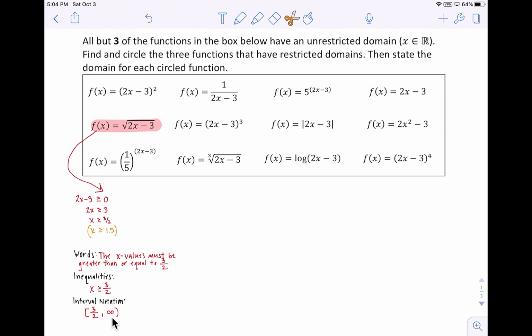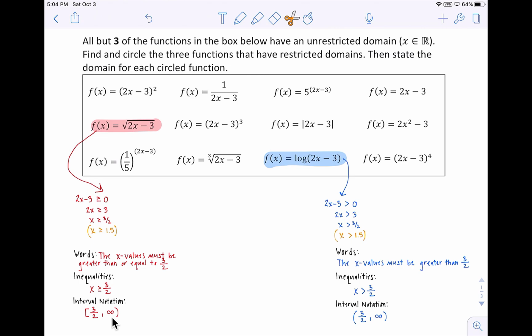Okay, the second function that hopefully you identified is the log graph.